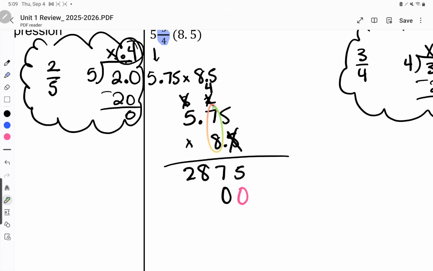Then we have 7 times 8. 7 times 8 is 56, plus the 4 that's up here at the top. 56 plus 4 gives us 60. So we write down a 0, and we carry our 6. Then we have 5 times 8. 5 times 8 is 40. So we write down a 40 plus 6 gives us 46.